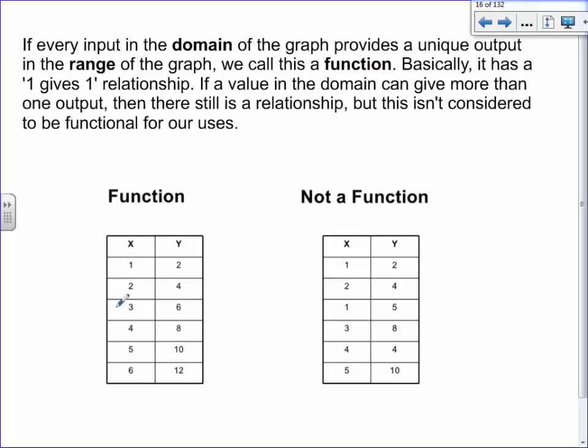Let me see if this makes sense. 1 gives 2, 2 gives 4, 3 gives 6, 4 gives 8, 5 gives 10, 6 gives 12. Every value gave a new one, right? But here's the problem. 1 gave 2, 2 gave 4, and then I went back and wrote 1 a second time. This causes a bit of an issue. I can't have 1 give me 2, and then later on have 1 give me 5. That doesn't work. 1 is supposed to give me just one answer. It can't give me a second one.